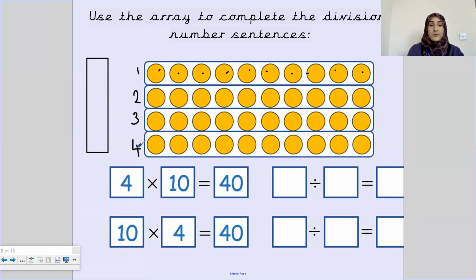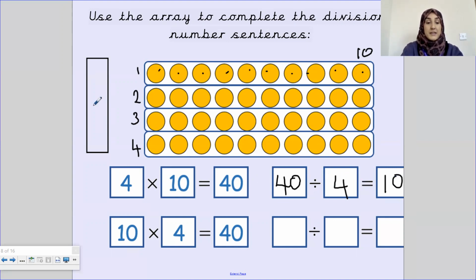I know that 4 multiplied by 10 counters in each row equals 40. So I've got 40 counters altogether. 40 counters have been grouped into 1, 2, 3, 4 groups. And there are 10 counters in each group. So 40 divided by 4 rows equals 10 counters in each row.